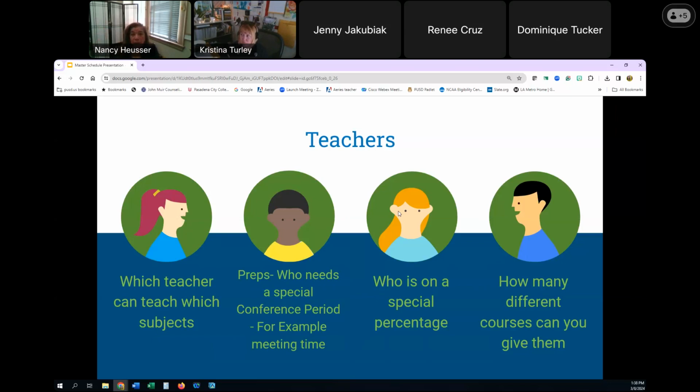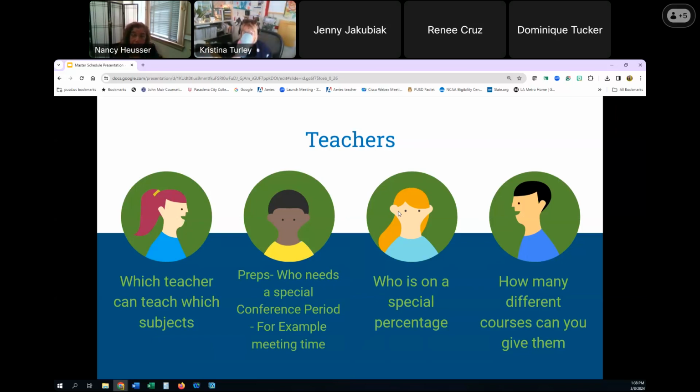Then you have to figure out your preps, your conference periods. For Muir, and I don't know if anybody else does this, we have odd and even days. On odd days, we have periods 1, 3, 5, and 7. On even days, we have periods 2, 4, 6, and 8. A teacher needs a conference period each day. By contract, they will only teach 3 classes every day, and you have to give them a prep, a conference period.